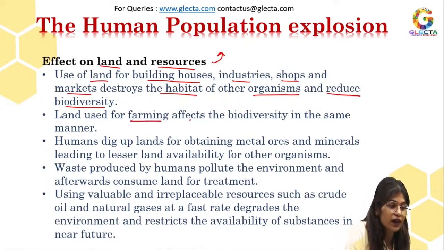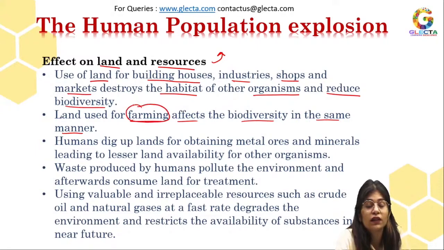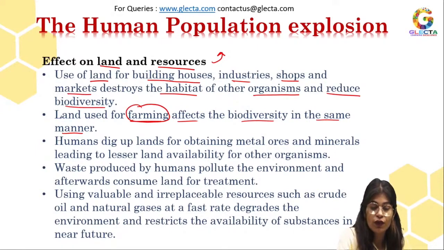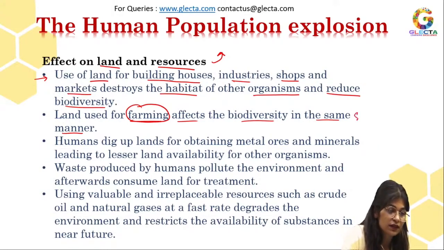Land use for farming affects biodiversity in the same manner, because this is something that destroys forest to another level. For houses, industries, shops, and markets, the wood can be used, the trees can be used, and I think it's a government policy that if you cut trees, you're supposed to plant them as well. So that's there. But for farming, there's something that's known as slash and burn.